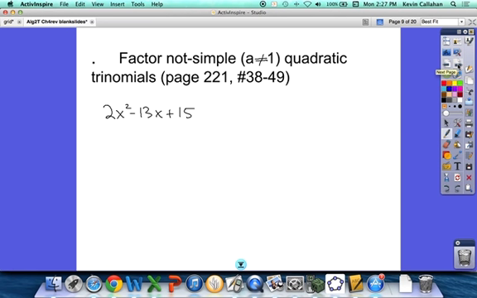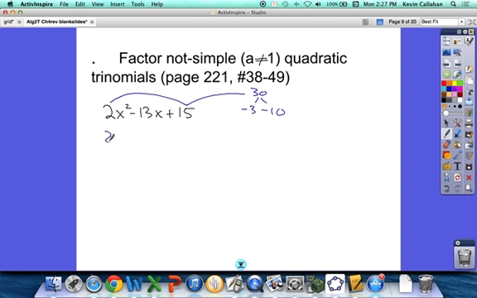Okay, do the not simple. Again, I think we did one of these already in the solving equation, so I'm going to go through kind of fast. 2 times 15 is 30. The factors of 30 that add up to negative 13: negative 3, negative 10. Remember, it's a positive 30, so they're either both positive or both negative, so it can't be 15 and 2. Right?